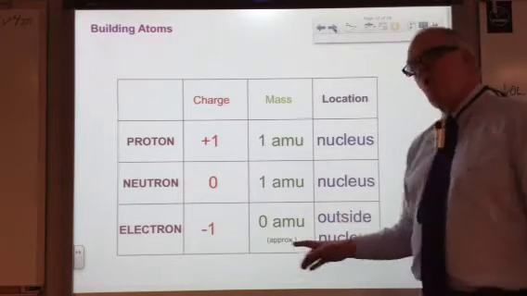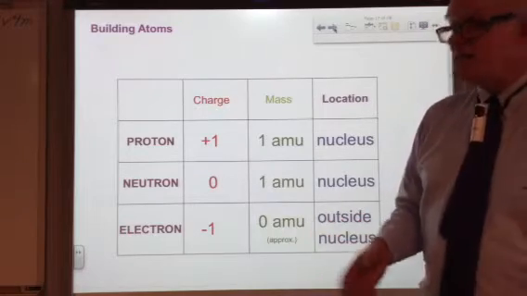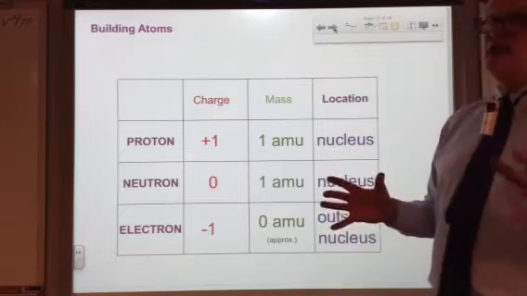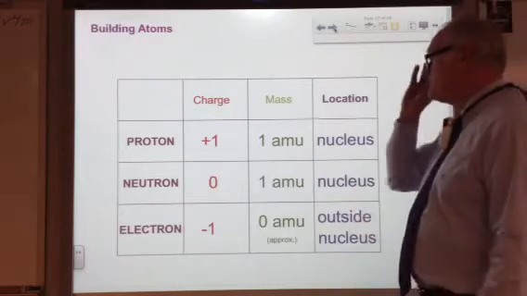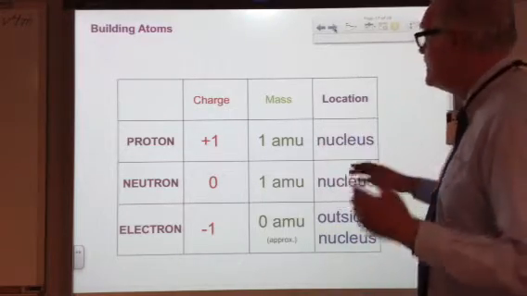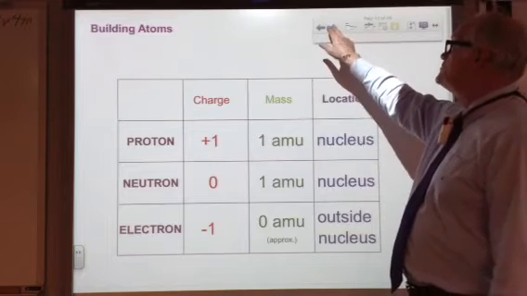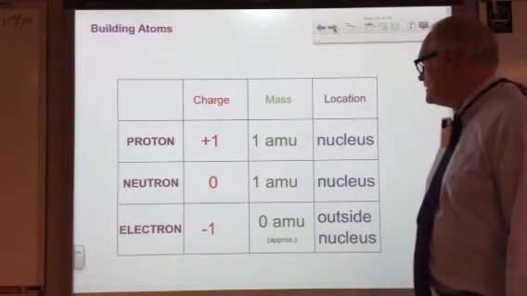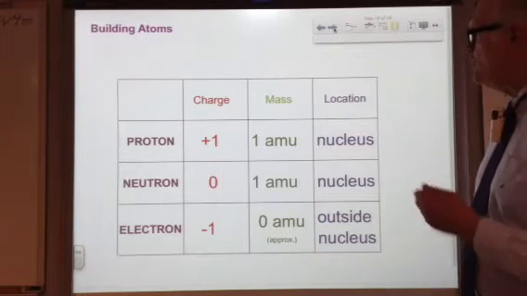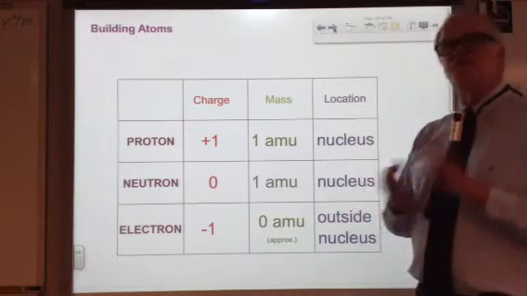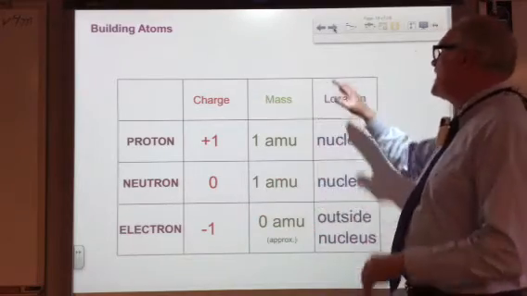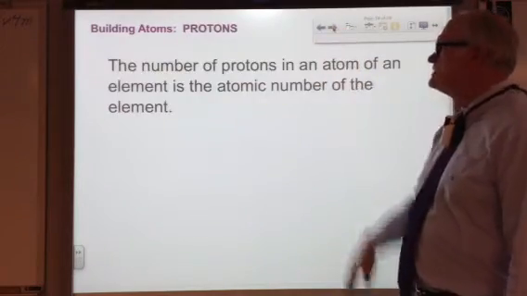We'll learn much more about where exactly electrons are located, but for now it's enough for us to say that they're not in the nucleus. They're outside of the nucleus. They're busy doing other things, but they're not in the nucleus with the protons and the neutrons. So there we are. There's our summary. Protons, neutrons, and electrons are three major subatomic particles. Here's some characteristics, how they compare with one another.